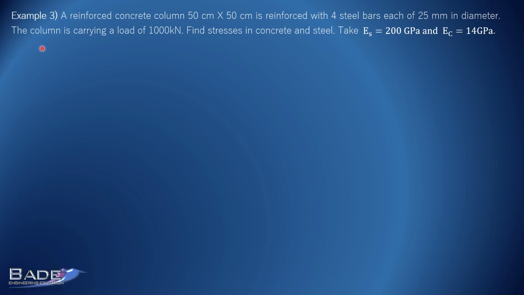So this is a column carrying load 1000 kilonewton. So this load is tensile or compressive? So of course compressive. Okay. Find stresses in concrete and steel. So problem is very much similar to the last two problems. Try to understand.